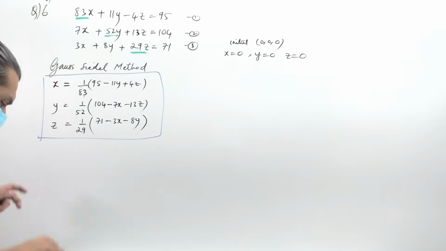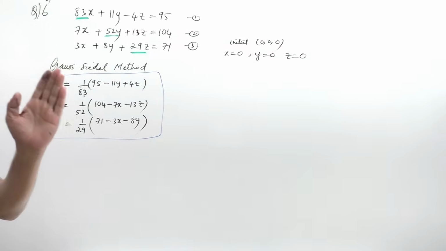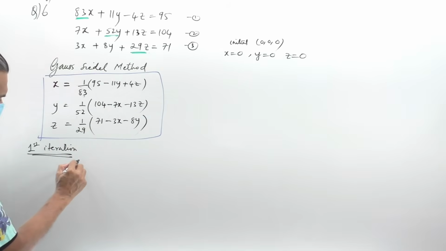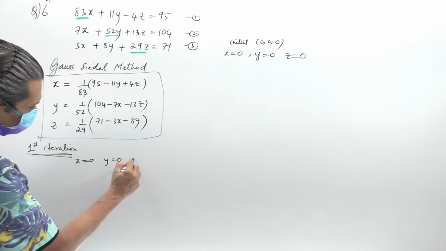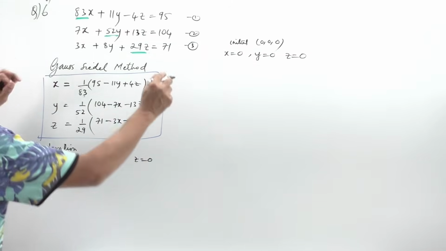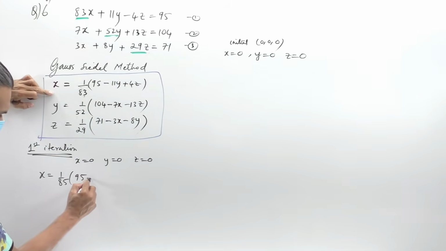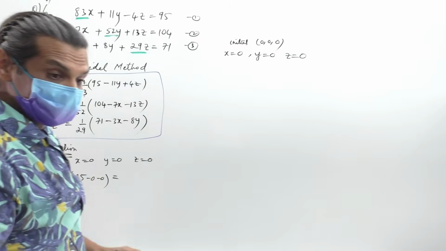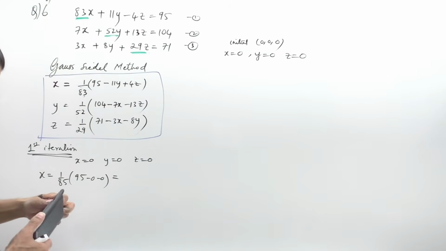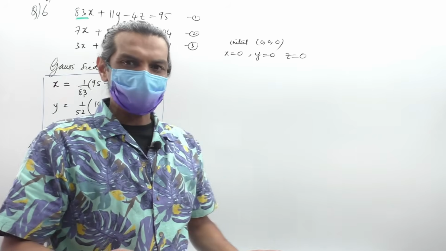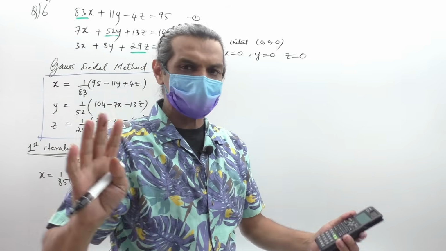Okay. So how does the Gauss-Seidel method work? As they mentioned 4 iterations, we will do that. So let's say the first iteration. What is the initial value? X is equal to 0, y is equal to 0, z is equal to 0. Fine. It means in the first iteration x is equal to 1 by 83 into 95 minus 11y plus 4z. What is y? 0, 0. So I will use the calculator here to solve this. Better practice along with me, while watching the video and practicing with me, I think this is more than enough. One more time you practice, it will be perfectly stored.